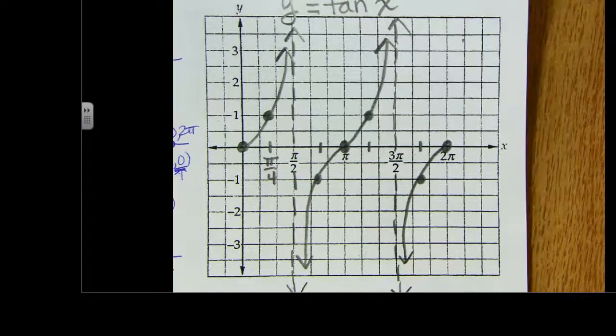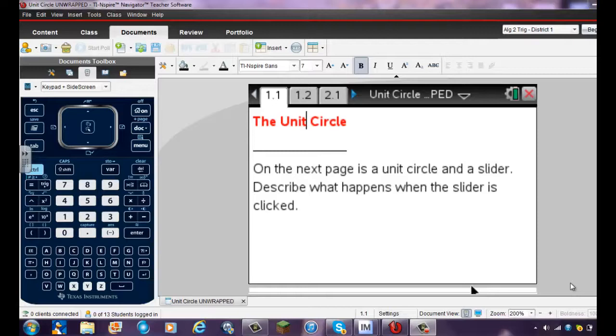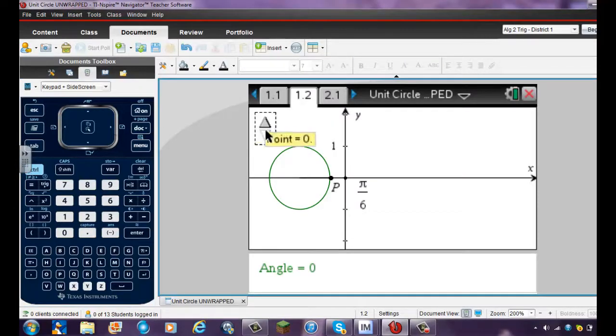What I'd like you to do next is open up your Inspire document called the Unit Circle Unwrapped that you got in class today, and just play with it a little so that you can see another way of unwrapping this unit circle. So if you go to page 1.2, you'll notice that you have an up arrow. Just keep clicking on that up arrow and watching what happens with the circle and with the angle measure down below. Here they're taking y measurements, heights, and they're measuring them from the unit circle and then plotting them off to the right on the x-axis.